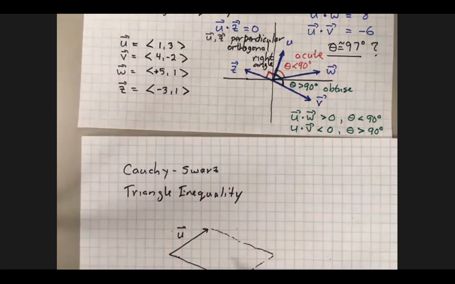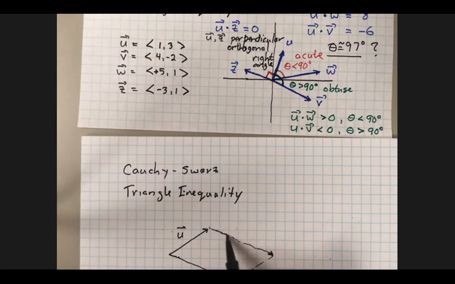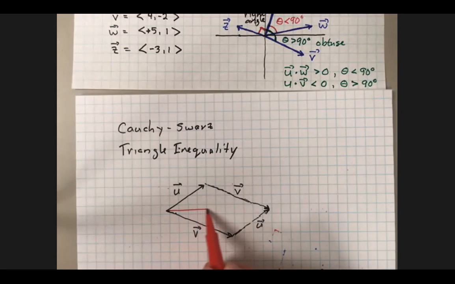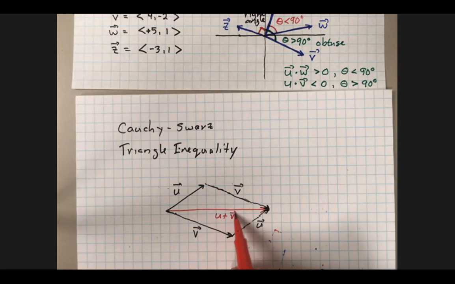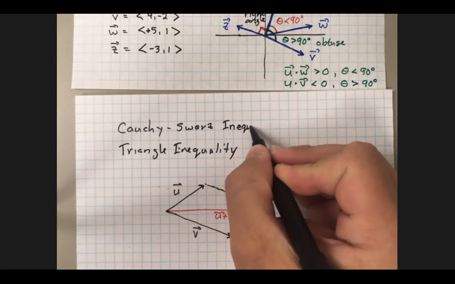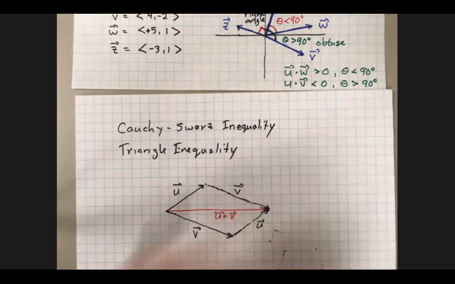Okay. And then you know that this is like a shadow of the vector v. This is the vector v over here too. This is the vector u over here also. And this going across is the vector u plus v. Cauchy-Schwarz inequality and the triangle inequality are two fundamental facts about this parallelogram that are true in any dimension.